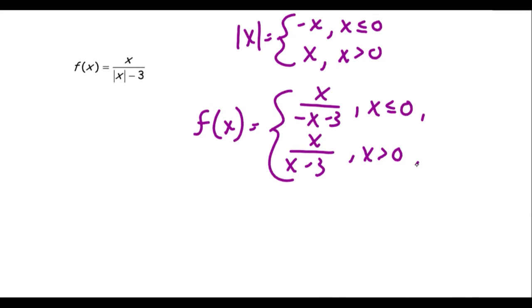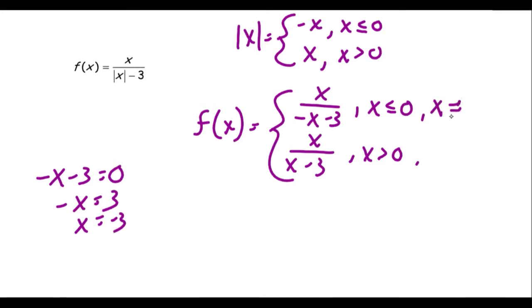I now have another condition here because now I know I have two rational functions. And this rational function is defined everywhere except when the bottom is equal to 0. So let's figure out where the bottom equals 0 for the top function. Where would that be? So negative x equals 3, so x equals negative 3. So this tells us that x cannot equal negative 3 for this equation. What's happening at negative 3? We have an asymptote. Okay, vertical asymptote.